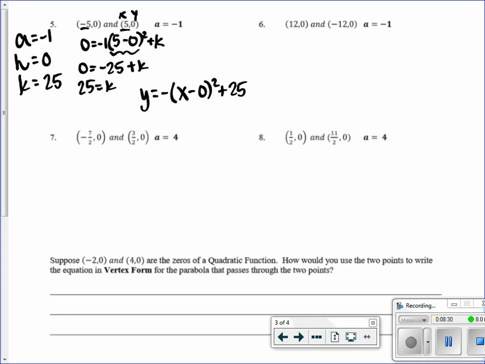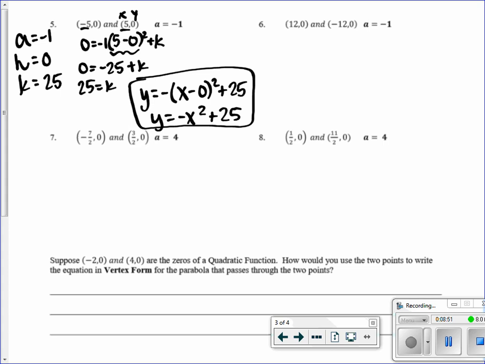Does anyone know what part we don't have to include? I hope you all just thought, oh, the 0. So y equals -x squared plus 25. Either of those would be fine. Let's go down to number 7.